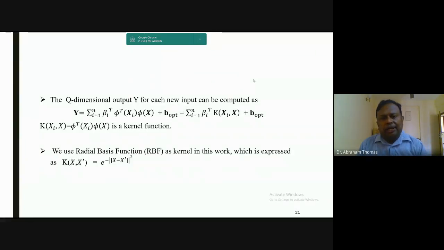The q-dimensional output Y for each new input can be computed as Y is equal to summation i is equal to 1 to n beta i transpose phi transpose of Xi into phi of X plus b optimal, that is summation i is equal to 1 to n beta i transpose into K(Xi, X) plus b optimal. Here the kernel function K(Xi, X) is phi transpose of Xi into phi of X. Now we use the radial basis function, RBF, as kernel in this work, which is expressed as K of X and X prime, where X and X prime are two feature vectors, that's equal to e to the power minus the L2 norm of X minus X prime the whole squared.